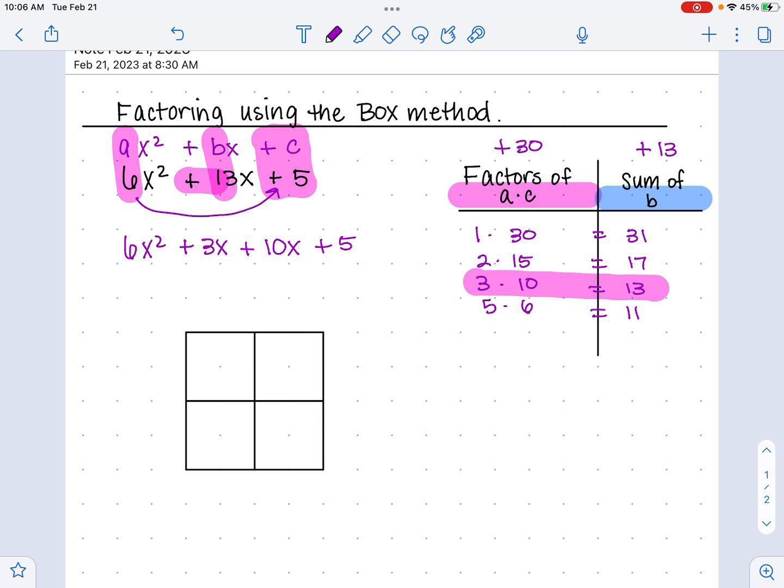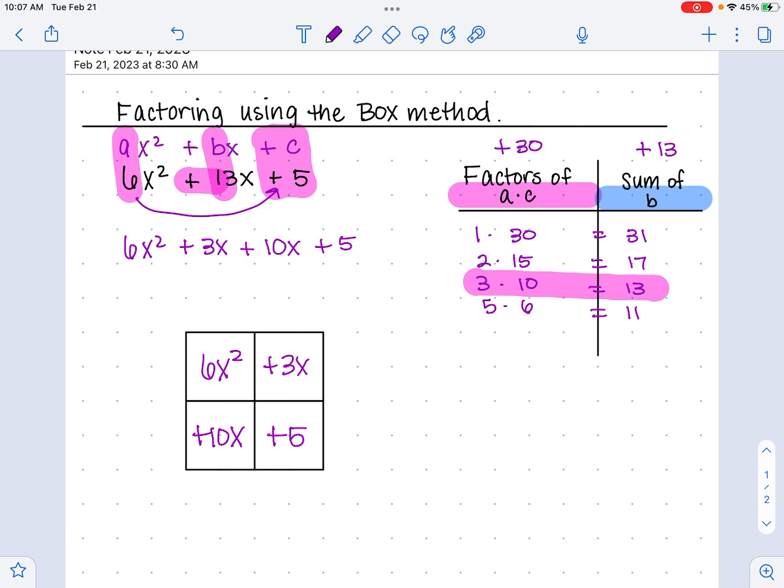So what I'm going to do is take these 4 terms and place them into a box. 6x squared is going to go in the top left, and plus 3x and plus 10x will go on the diagonal. It doesn't matter where we put these. We can actually have plus 10x at the top here and plus 3x here, but these do not matter. However, the 6x squared has to go in the top left. And then we have a plus 5.